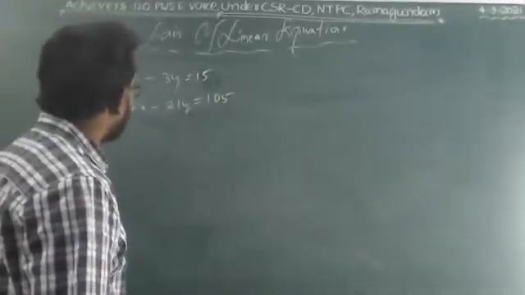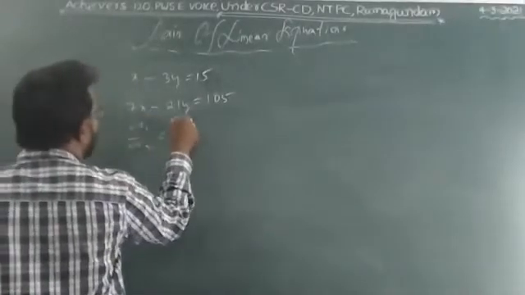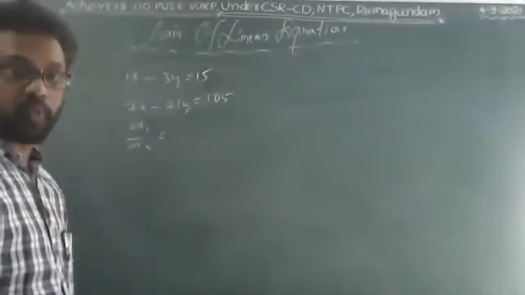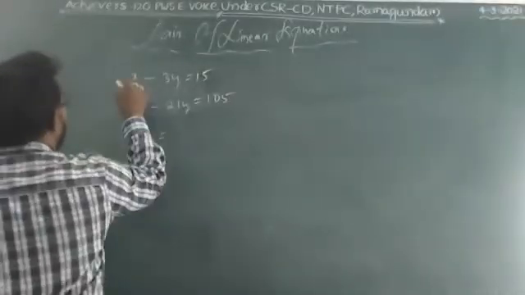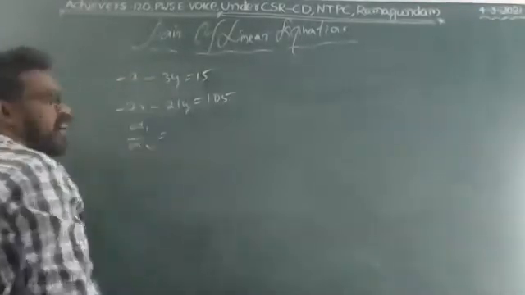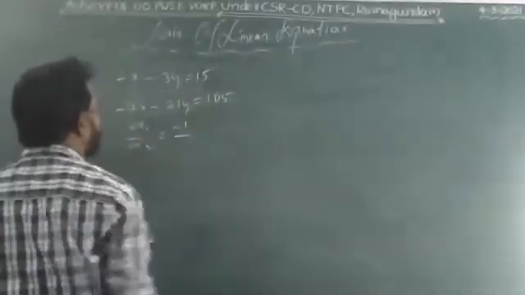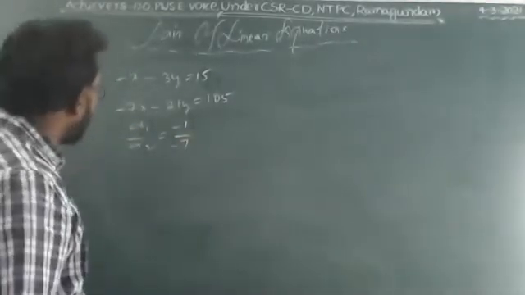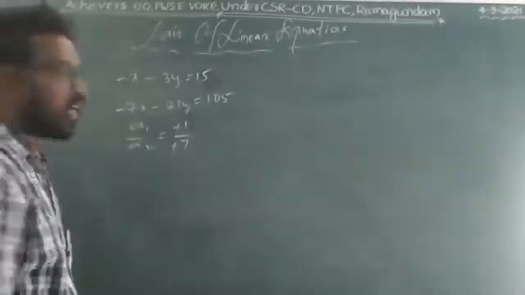Here now, A1 by A2 is nothing but, here, one coefficient is 1. Remember that: if only x is there, it is 1. Suppose minus x is there, that means you have to take minus 1. So minus 1 by minus 7 is nothing but 1 by 7.